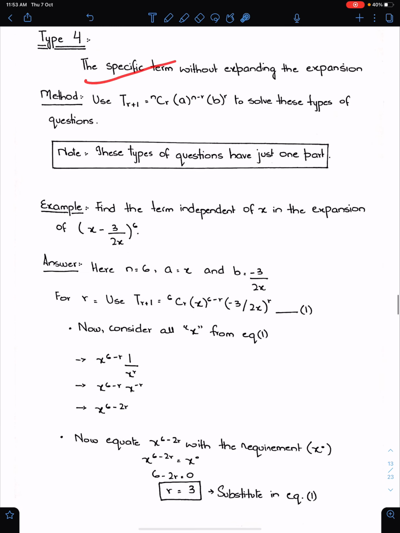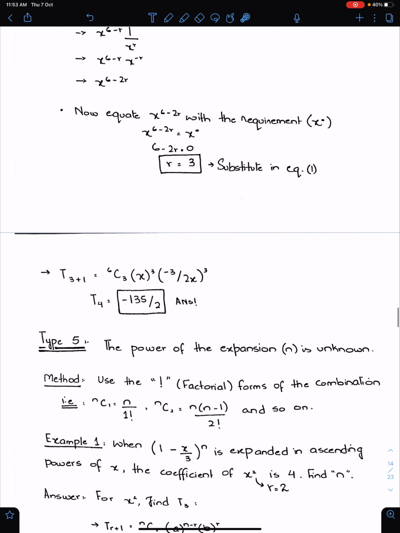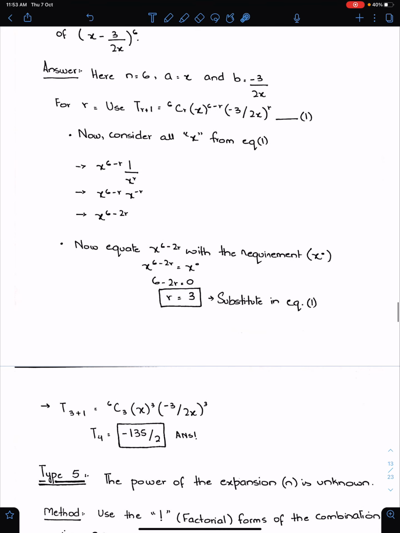So according to this type, we just need to substitute everything into this formula except r, because we are working for r. And after the substitution, call this equation 1, and then just consider x from this equation, and then equate this x with the requirement, which is x power 0 in this question. After getting the value of r, substitute r into equation 1 and you will get your answer. Your answer is minus 135.2. We substituted 3 here and here and here.